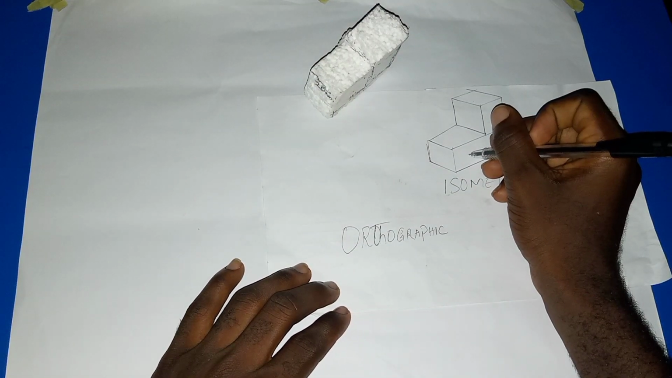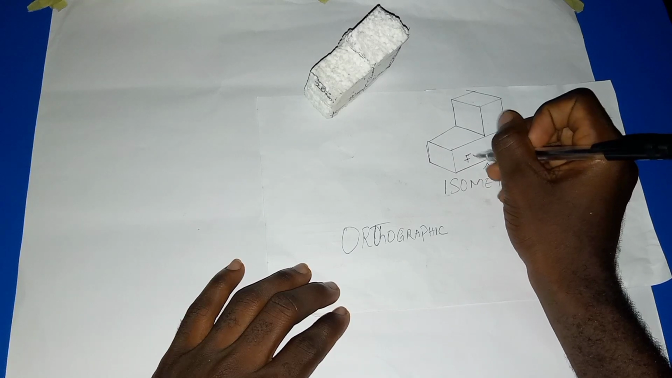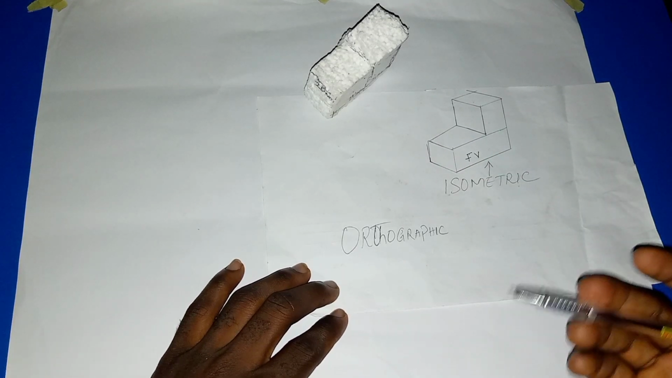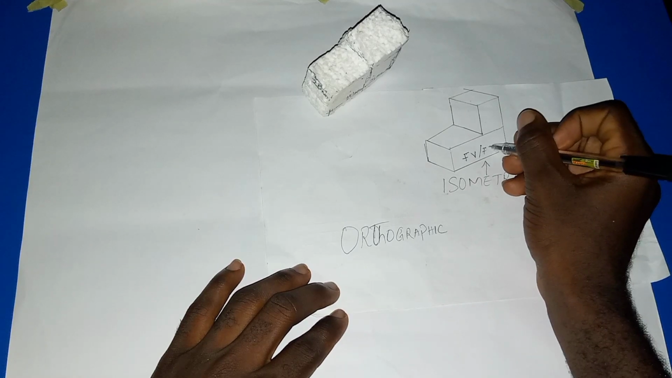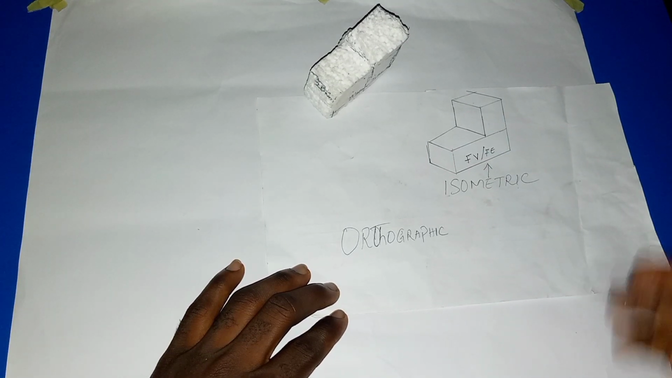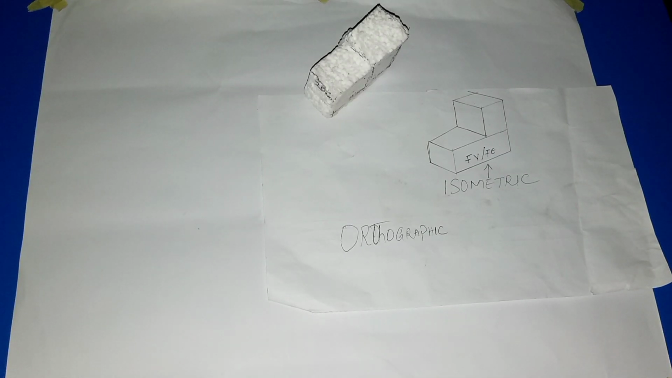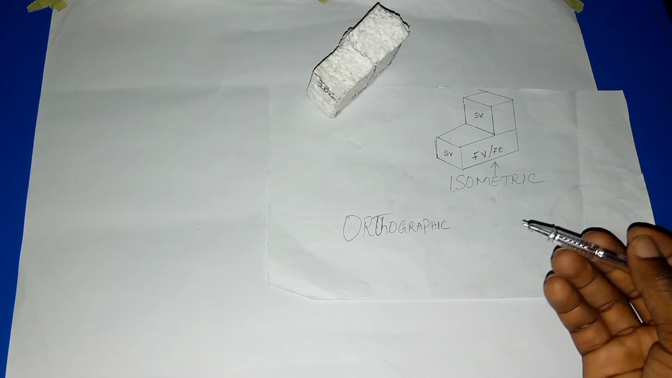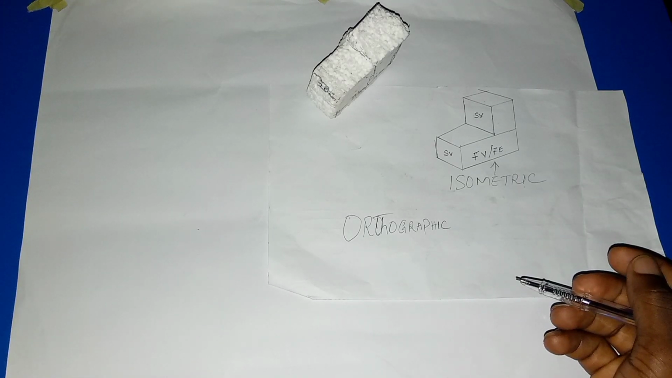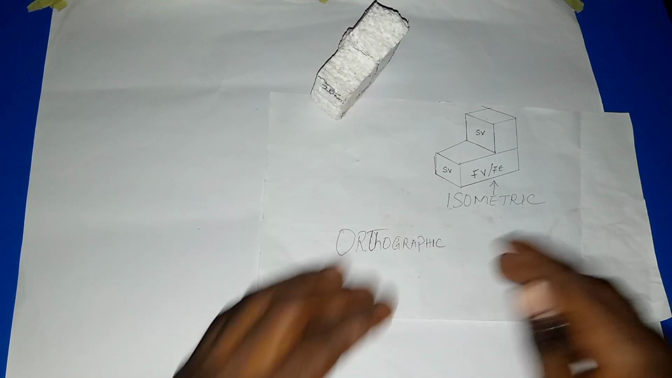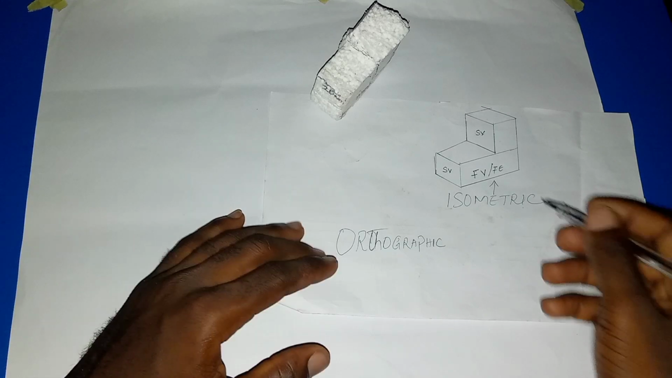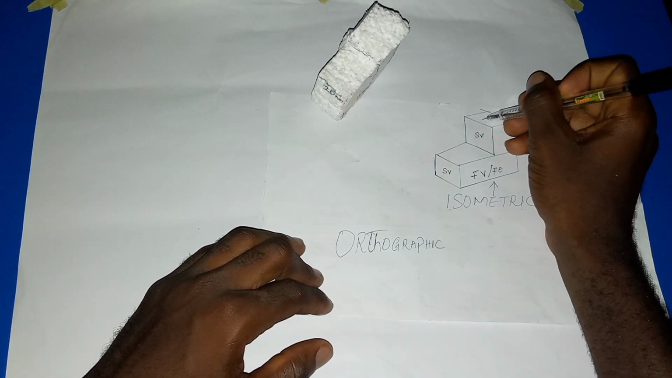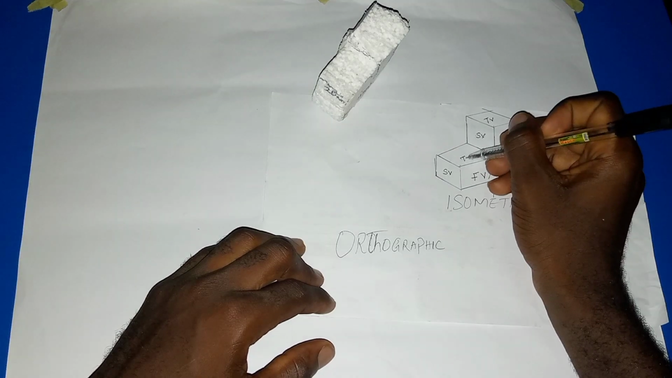Firstly, we have the front view, which is this, or you can call it front elevation. We have also what we call the side view, which is this, or you can also call it end elevation. Then we have what we call the plan or the top view, which consists of these two.